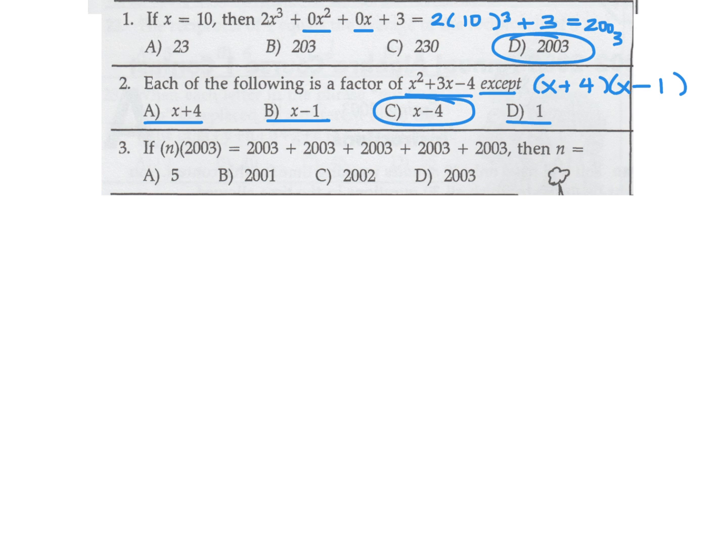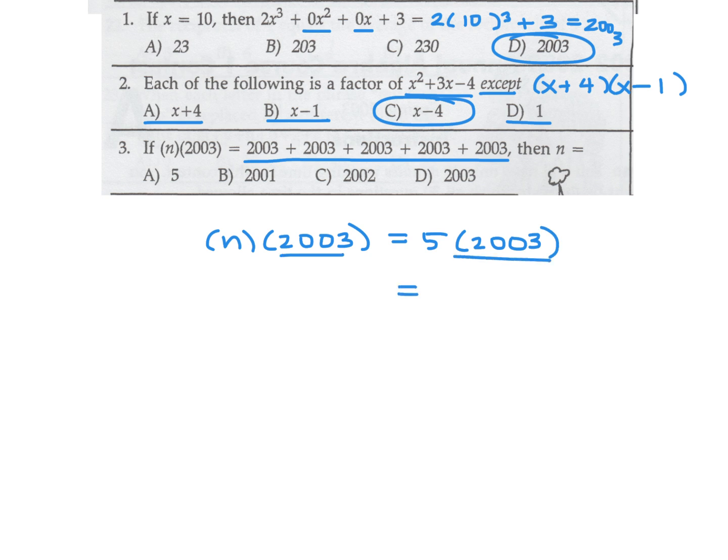If n times 2003 is equal to 2003 plus all of these guys, then n is, okay. So if I were to rewrite this equation, it would be equal to 5 times 2003. And then if you remove the 2003 from both sides, you'll get n equals 5. So number 3, the answer is A.